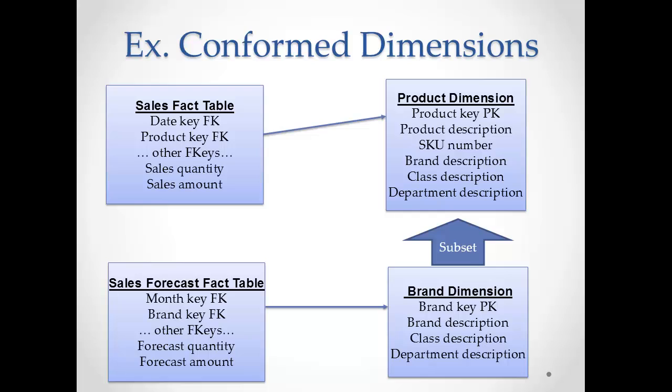As we'll learn as we go on in the class, you can do this in a couple of ways depending on the data size of the dimension. You can make a view that generates the brand dimension, or you can use the ETL process to create a separate table from that. But the important thing to recognize is that the data is sourced from the product dimension, and therefore we don't ever have to worry about the data getting out of sync, right? And that's really what we're trying to avoid with a conformed dimension.